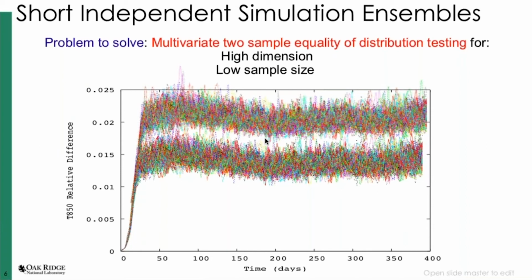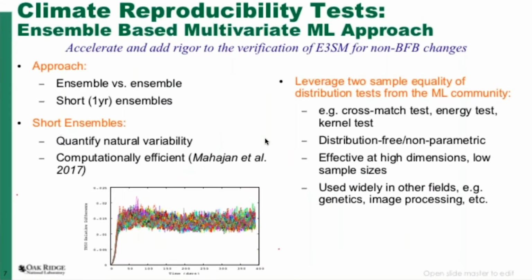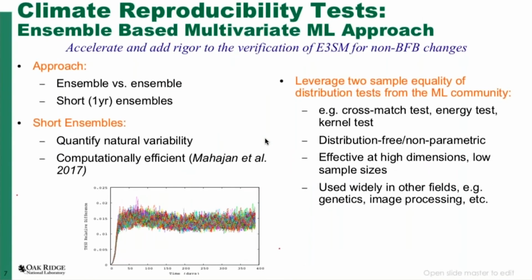So the climate model itself is a high dimensional problem, and we typically have very low ensemble sizes, so the sample size is very low basically. So this is a multivariate problem for high dimensions and low sample sizes. So again, to properly state my approach, we are comparing two ensembles, a control ensemble versus a short ensemble.